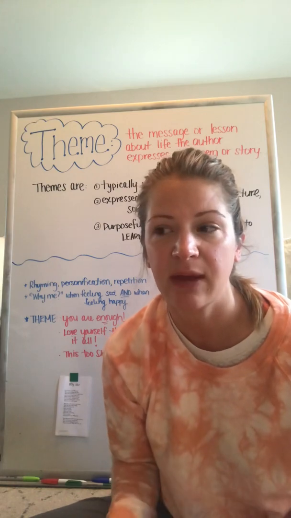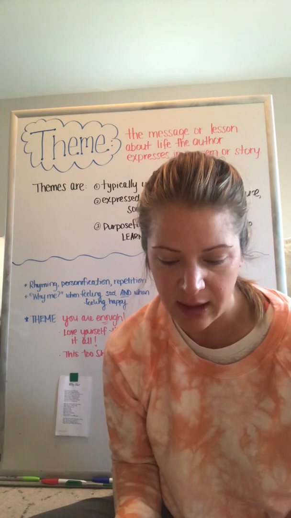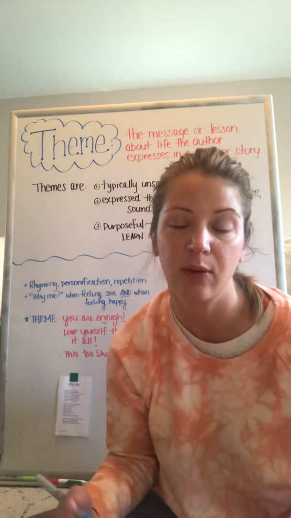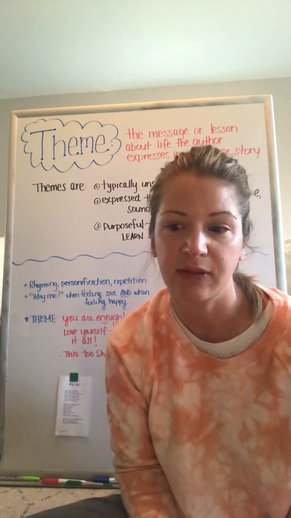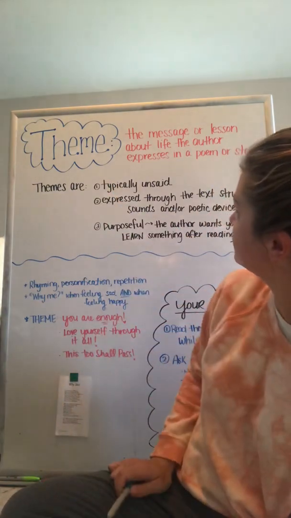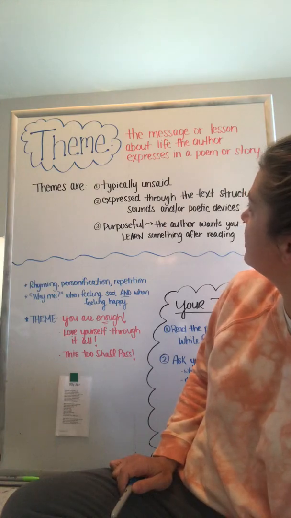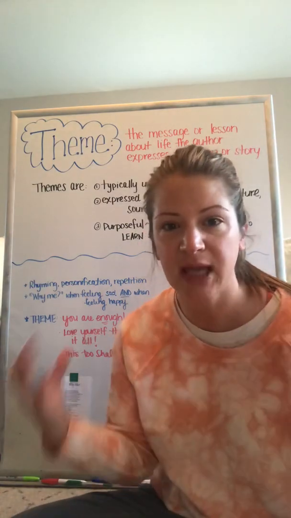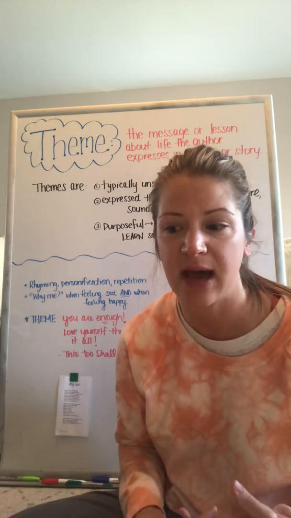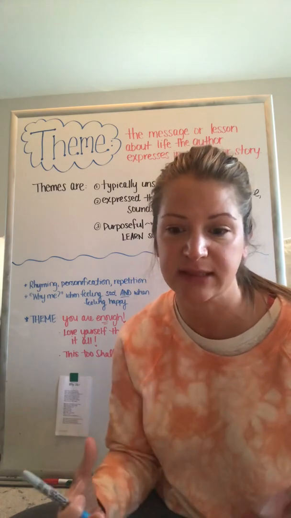Today we're going to combine the two of those elements to talk about something that's very important to poetry and to stories. It's the main idea or the theme that the author is presenting to the reader. A theme is defined as the message or lesson about life the author expresses in a poem or story. So the theme is like the big umbrella, and underneath all of that falls the text structure, the sounds, and the poetic devices that the author uses to express this theme.